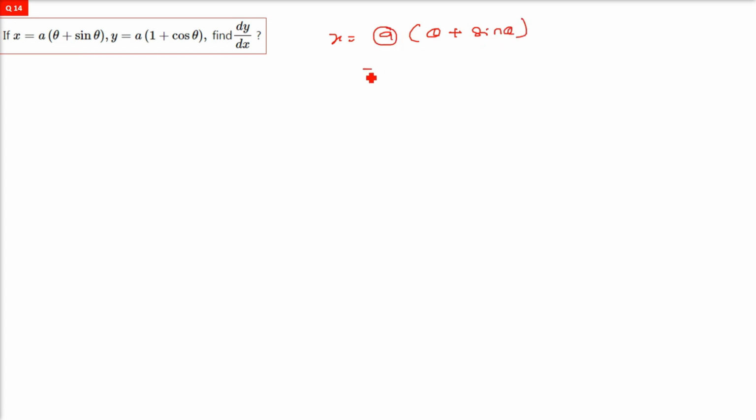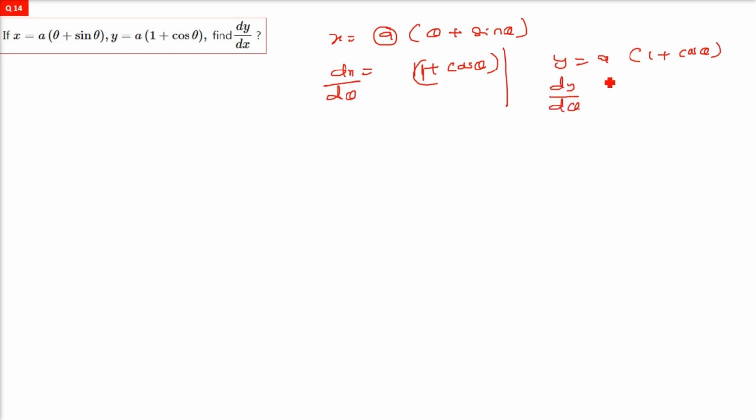So I will ignore this a because it is going to come anyway. We have theta plus sin theta, you differentiate it, it is going to be 1 plus cos theta. 1 plus cos theta. What about y? y is equal to a(1 plus cos theta). So a will be a constant.